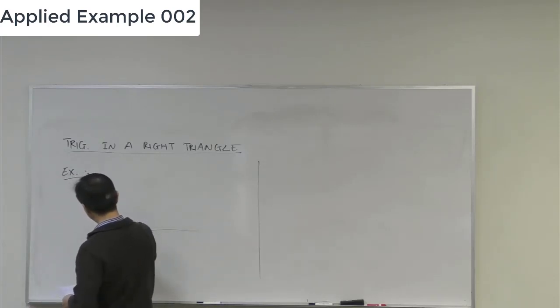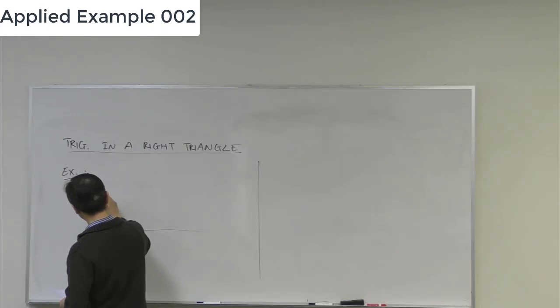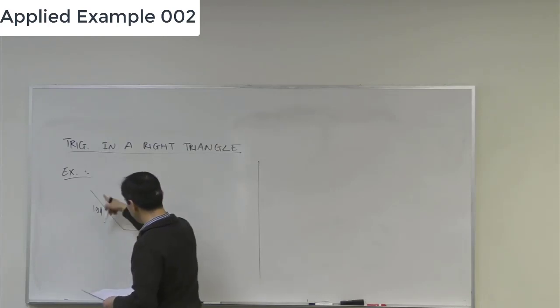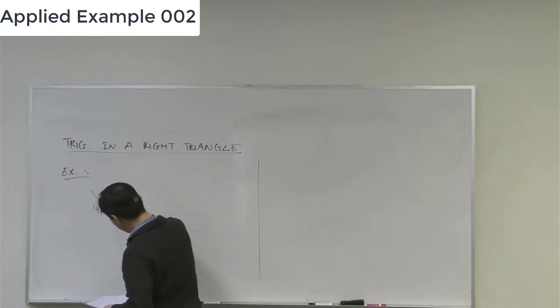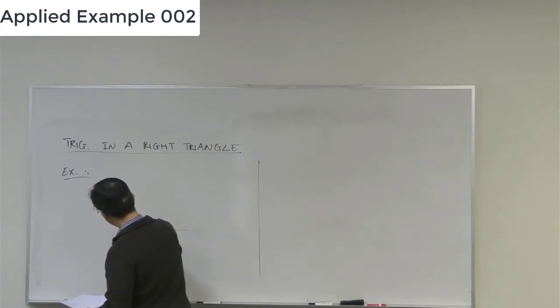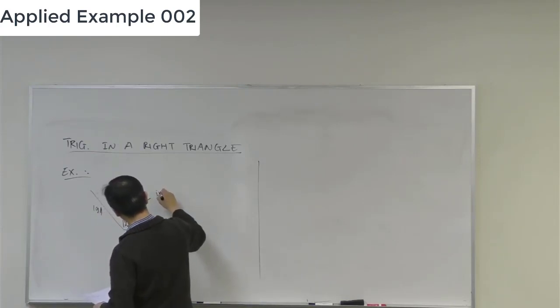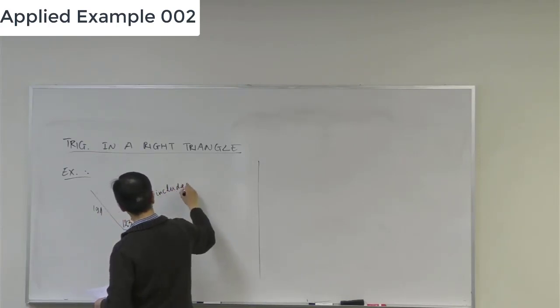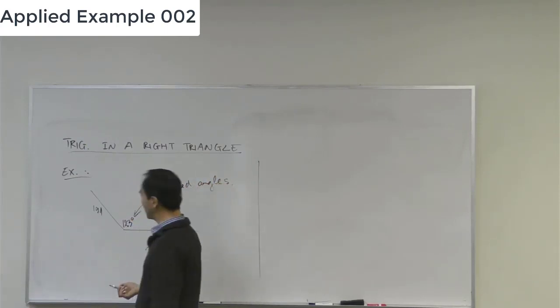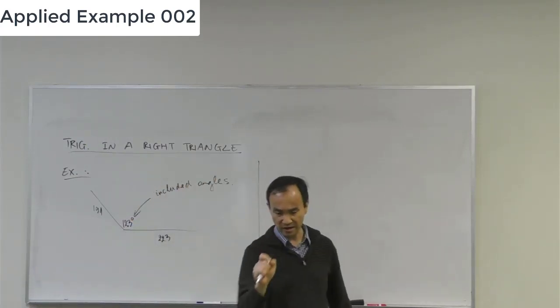One of the sides here is 191, and the other side here is 223. So these are the sides. And the angle between them right here is 123 degrees. In common terms, we call this angle the included angle.